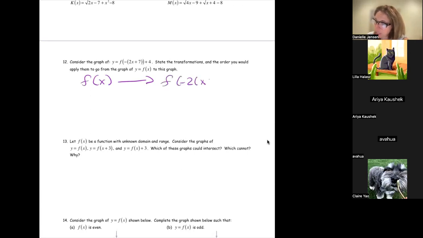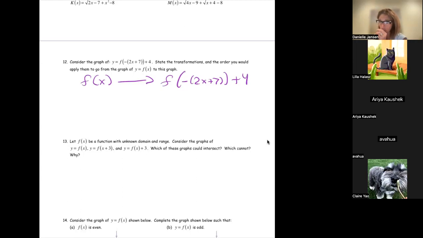And if I could write it properly, that would be nice. 12 is actually saying tell me the steps to go from f of x to this transformed. So I always write down that first. So let's do that first. And then let's walk through, what if I asked you to do the reverse? What would the steps be?